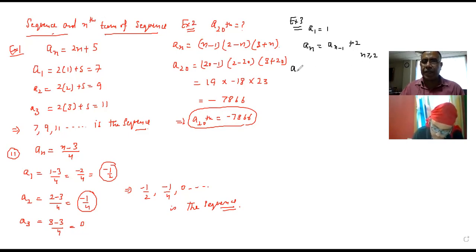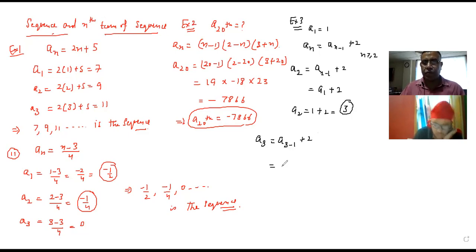If I take n as 2, a2 is a2 minus 1 plus 2. So a2 minus 1 is a1, plus 2. The value of a1 is 1. So a2 is equal to 1 plus 2, which is 3. Now a3 is a3 minus 1 plus 2, that is a2 plus 2. The value of a2 we have already calculated, 3. So 3 plus 2 is 5, so a3 is equal to 5.